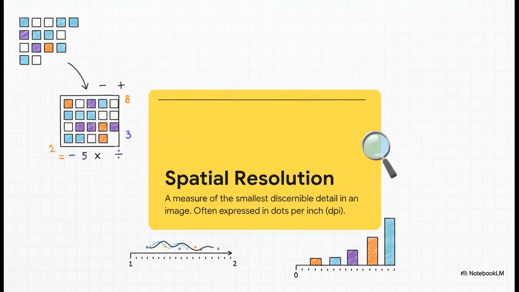First, there's spatial resolution. Think of this as the density of our grid, or the pixel density. It's really a measure of the smallest detail we can possibly capture. You know when you zoom way in on a photo and it gets all blocky? You're literally seeing the individual pixels. But when you pack more and more pixels into that same area, often measured in dots per inch or DPI, you get high spatial resolution. And that's what gives you those super sharp, crisp, detailed images.